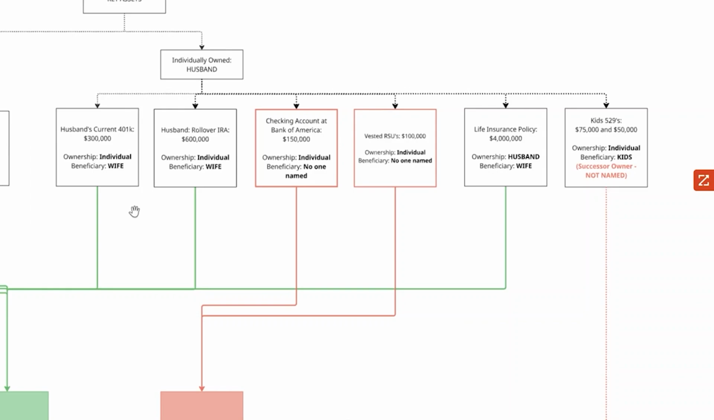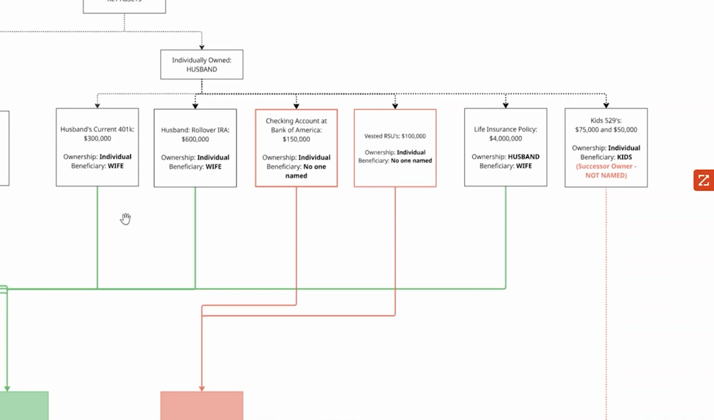There's also a checking account that the husband at some point opened up. It's individually owned, but no one's named. There's no beneficiary designations or instructions on who's going to get the account afterwards. It was just something he did very quickly and didn't think about, or wanted to get back to at some point. So this is something that's very common that you often hear from working with different clients over the years.